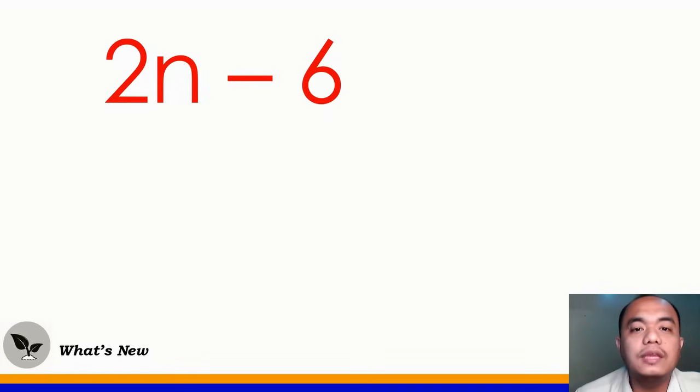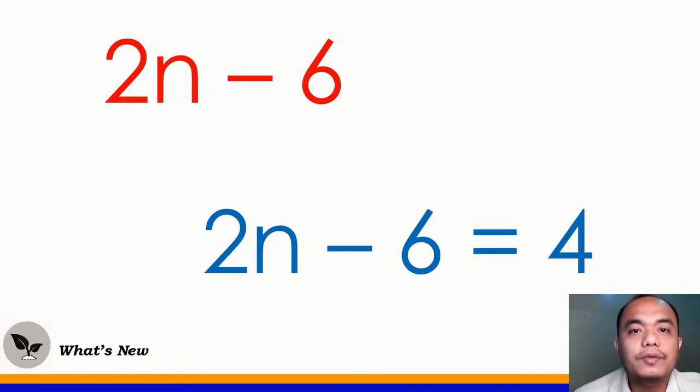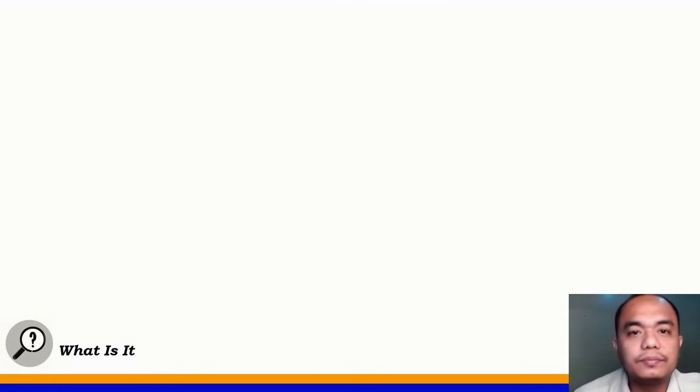Now, what can you say about these two data here? Observe the given data. Now, what do you think is the difference between the two? Yes, very good. The first one has no equal sign. Right? This 2n minus 6 has no equal sign. But here, 2n minus 6 has an equal sign and has an answer, a difference of 4. What do you call 2n minus 6? And what do you call 2n minus 6 equals 4? Okay, we'll see about this later.